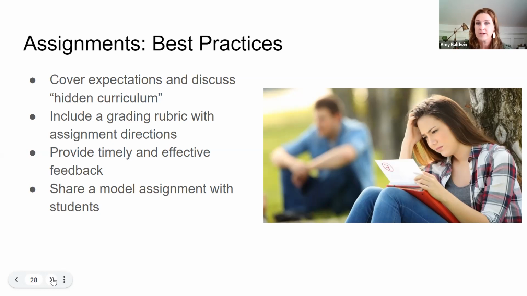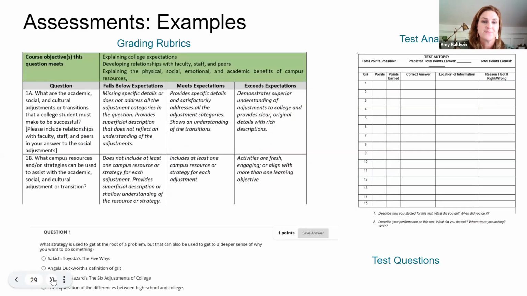If you have a rubric or have some sort of grading criteria, share that with them. Obviously, you don't have to do that for everything, but it helps on some of those bigger assignments. Give them feedback that is helpful, that tells them what they did well, what they did need to work on, and what they can do in future assignments. And if you have a model assignment, definitely share that. Give them an idea of what the expectation is.